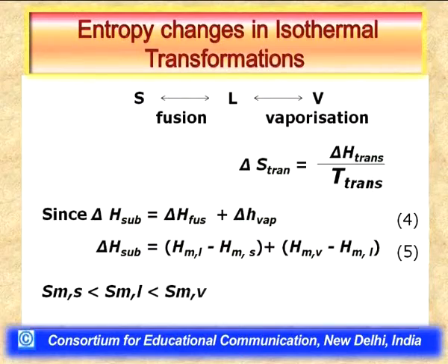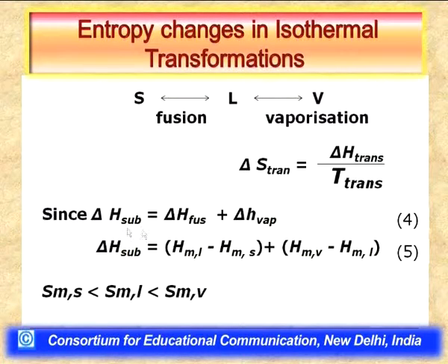If we consider the fusion process, it is the phase transformation from solid phase to liquid phase, vaporization is the liquid phase to vapor phase, and sublimation is directly from solid phase to vapor phase. So, when we want to calculate entropy changes for these phase transformations, we straight away apply this formula: the entropy of transformation equals the enthalpy change divided by the temperature at which the transformation occurs.